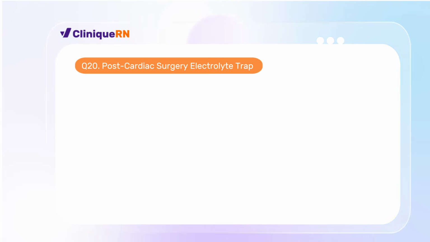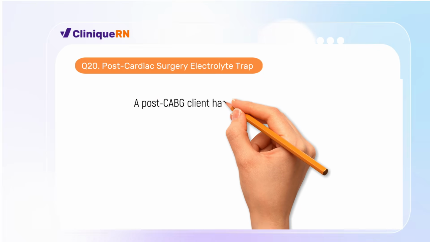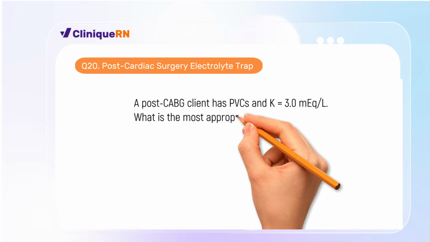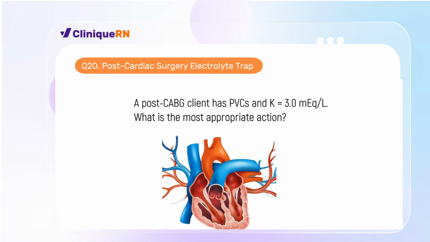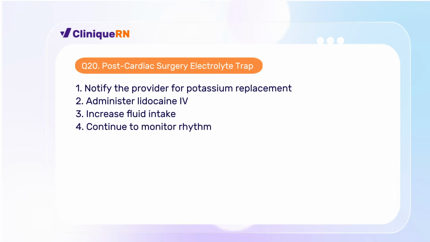Question 20. Post-cardiac surgery electrolyte trap. A post-CABG client has PVCs and K+ equals 3.0 milliequivalents per liter. What is the most appropriate action? 1. Notify the provider for potassium replacement. 2. Administer lidocaine IV. 3. Increase fluid intake. 4. Continue to monitor rhythm.